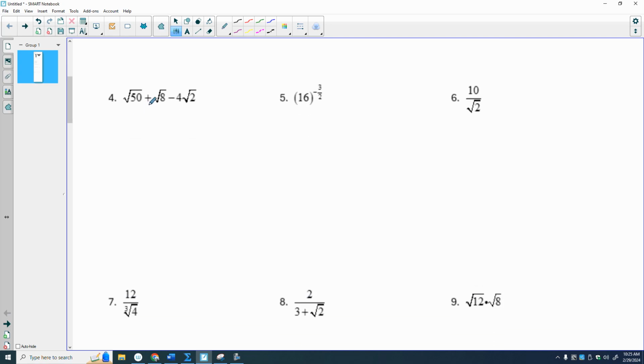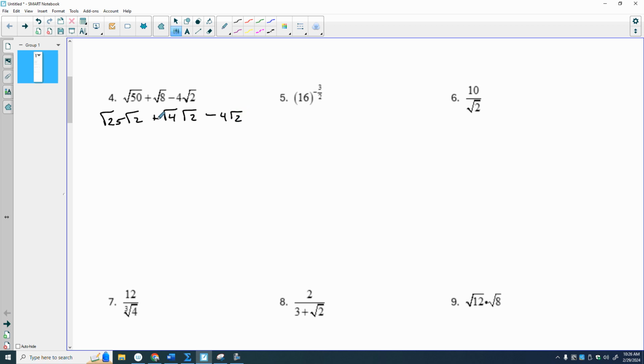Number 4, what's under the radical has to be the same. So a lot of times we say I need to try to make them the same. Well, we aren't really trying to make them the same. We are simplifying, and if they happen to be the same, then I'm going to combine like terms. Okay, so what perfect square goes into 50? Well, that'd be a 25, and that'd be 25 and 2. What perfect square goes into 8? That would be a 4. And this is already reduced, so I'm going to just leave it alone.